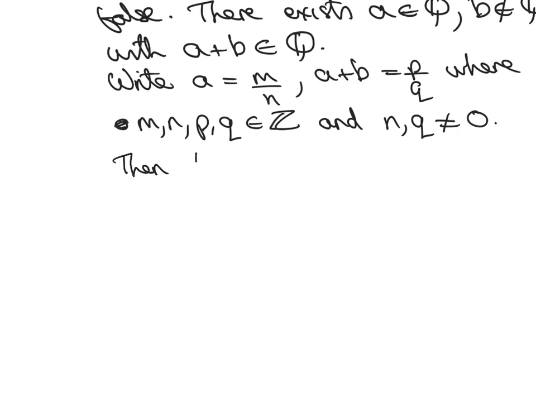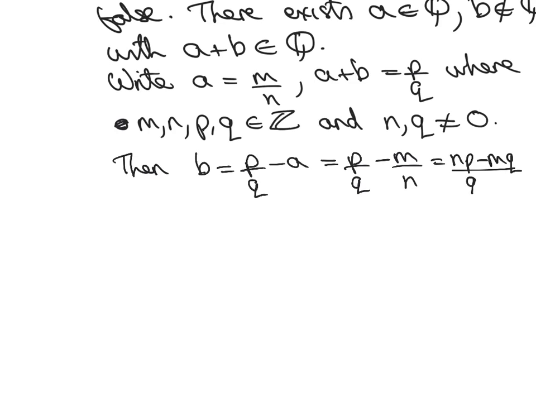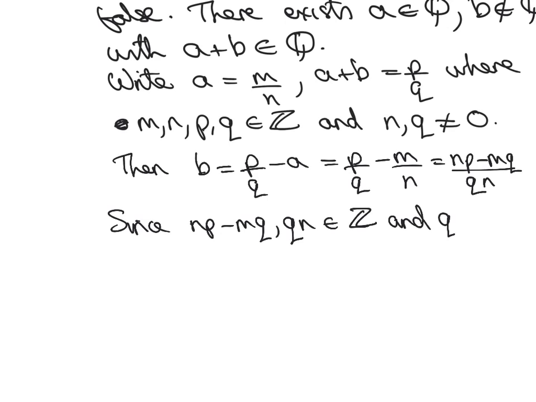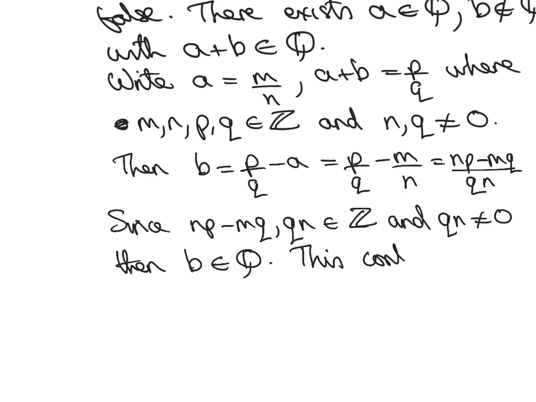So then if we take B, which is P over Q minus A, we can write that as P over Q minus m over n, and if we common denominate that, we get nP minus mQ over Qn. But since nP minus mQ and Qn are integers, and Qn is non-zero, because Q and n are non-zero, then this tells us that B is a rational. And this contradicts our assumption that B is not rational. So this contradicts the assumption that B is irrational.